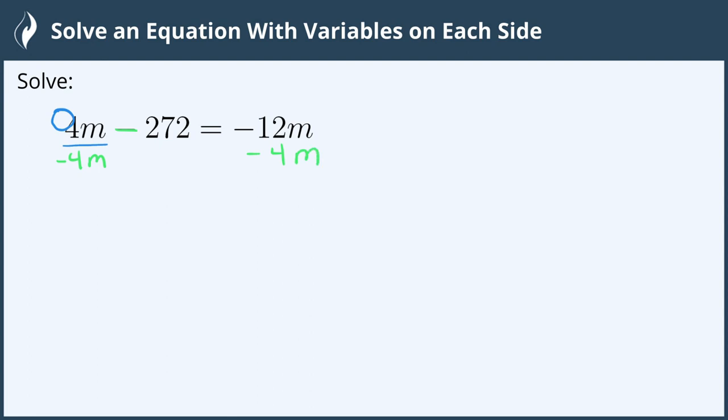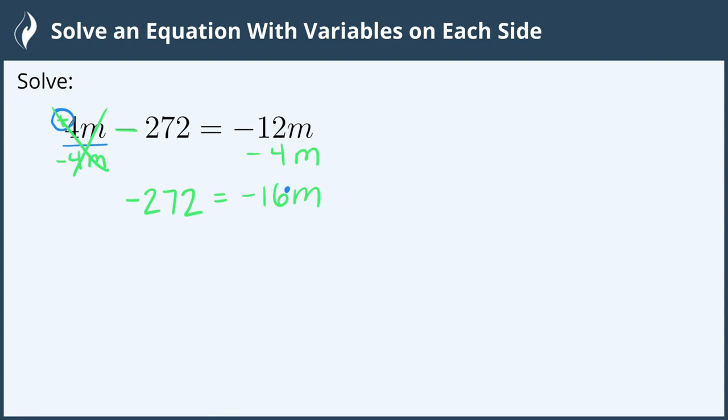On the left side, the positive 4m minus 4m cancels out, and we're left with negative 272. On the right-hand side, negative 12m minus 4m gives us negative 16m. Now that we've combined all of the terms with a variable together, we can go ahead and continue isolating the variable by finding all the operations around it and doing the opposite to negate it.